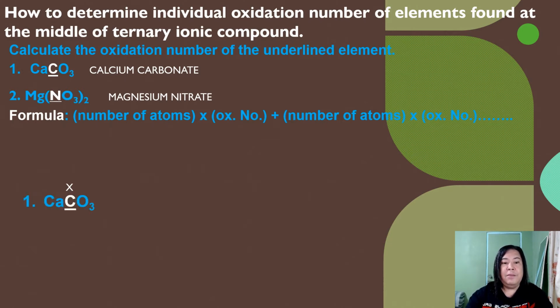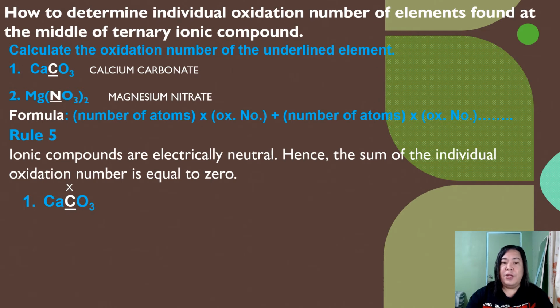So let us begin. So in calcium carbonate, the unknown element is carbon. Kukumpitin natin oxidation number. So let carbon be our X. So solve for X. So since rule 5, ionic compounds are electrically neutral, hence the sum of the individual oxidation numbers is equal to 0. So we need to equate this to 0.